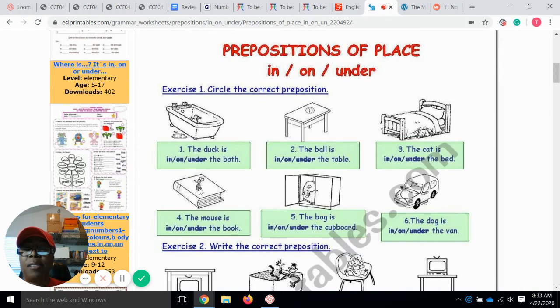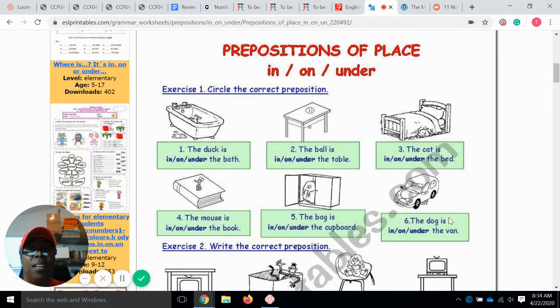Where is the mouse? The mouse is on the book. The mouse is on the book. Where is the bag? The bag is in the cupboard. The bag is in the cupboard.